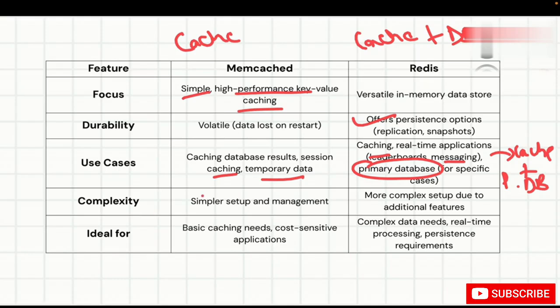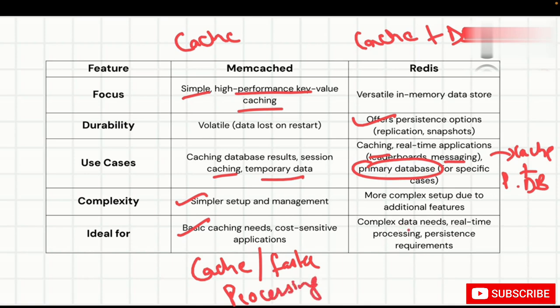And complexity: Memcached is simpler to set up as it's just a normal cache system, whereas Redis has more complexity due to the additional features like those of a database. The ideal use of Memcached is for basic needs and cost-sensitive information. So let's say just for caching and faster processing, then you can opt for Memcached.